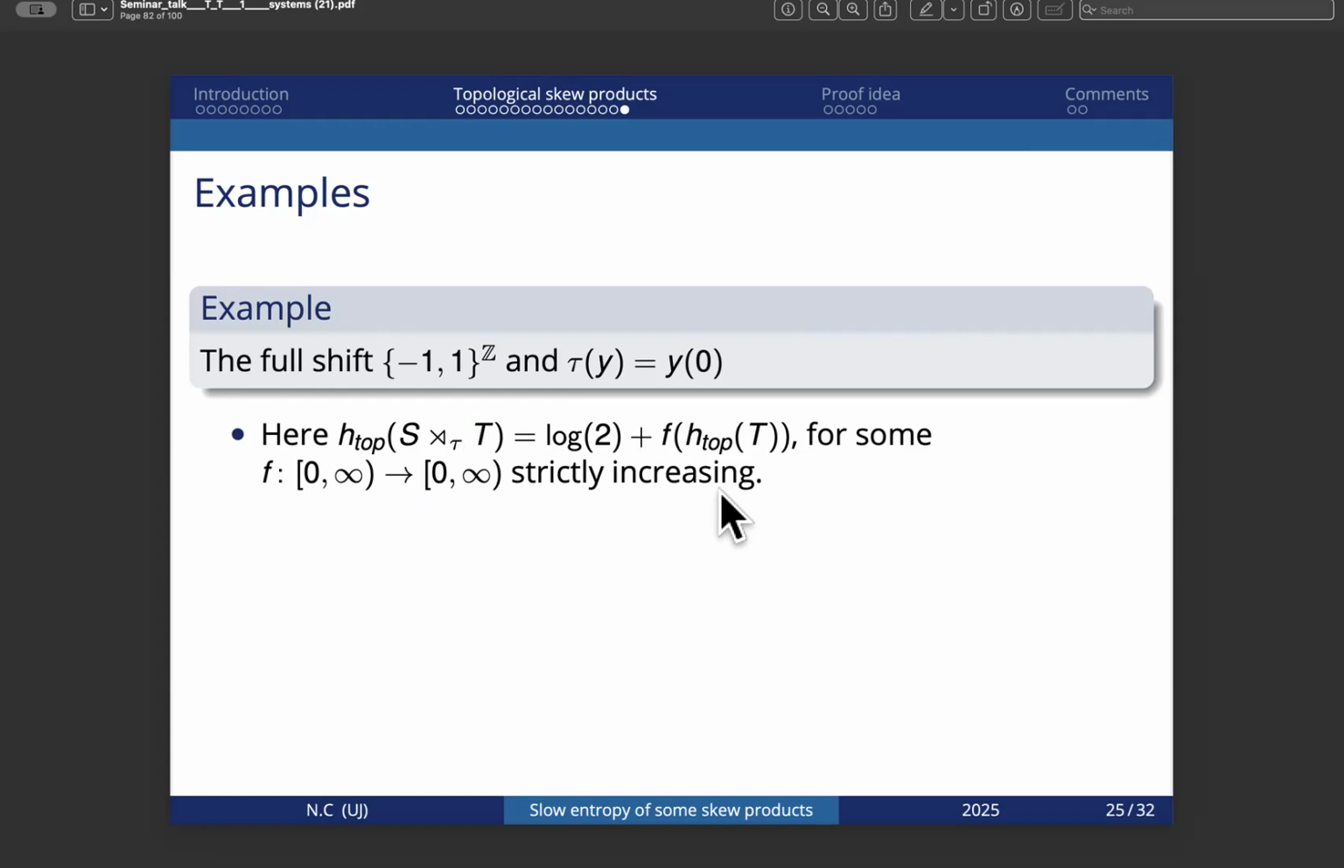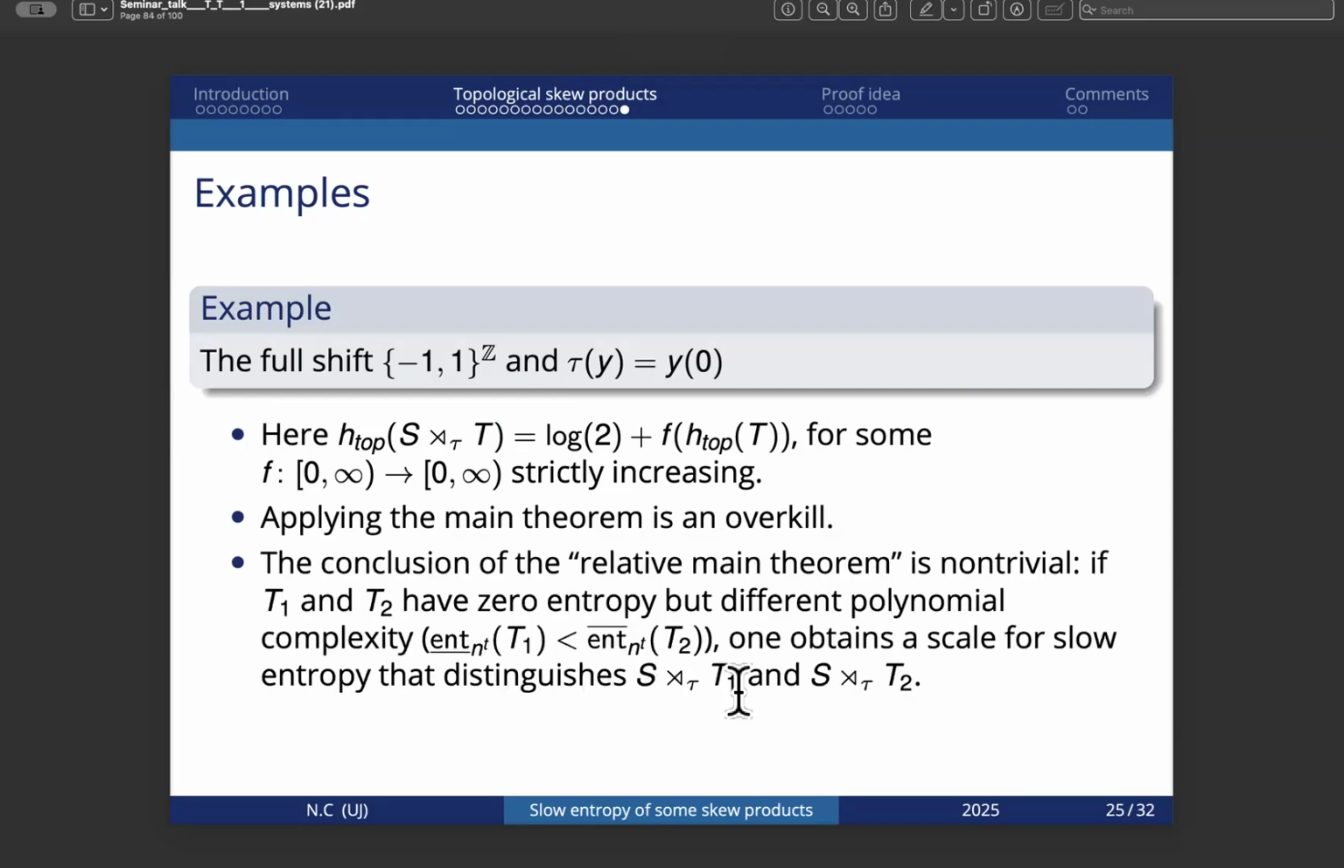Well, the fact that the topological entropy of the fiber makes a contribution here, which is strictly increasing, tells you that you don't need to apply the main theorem. I mean, you could, but you get the same thing as you would if you just computed the topological entropy of this. So if you want to distinguish S times T1 and S times T2 for T1 and T2 with different entropy, you can do it with topological entropy. But this may still be interesting if you want to distinguish products with zero entropy systems.